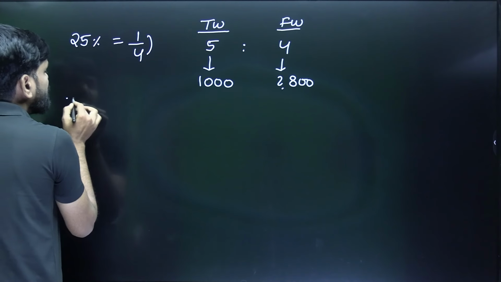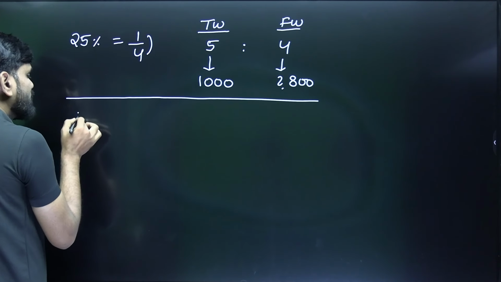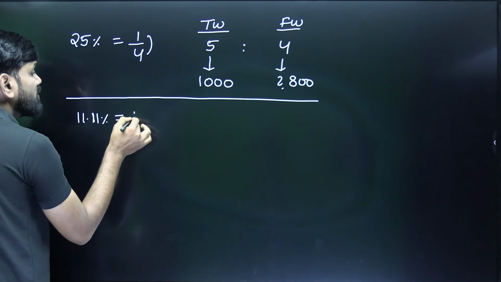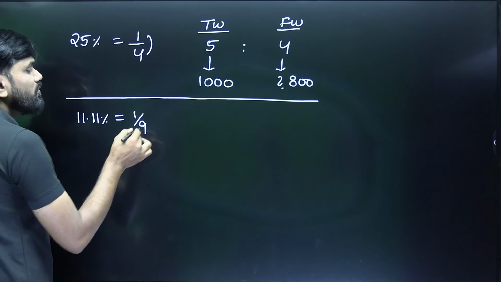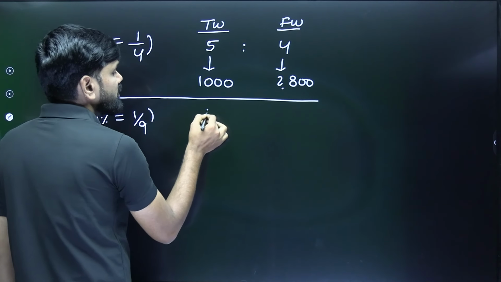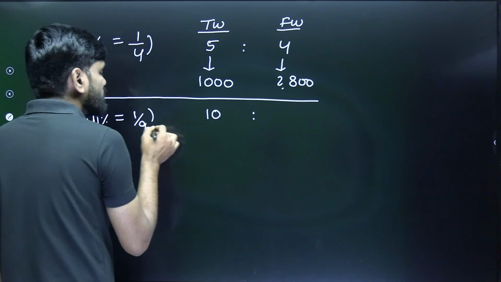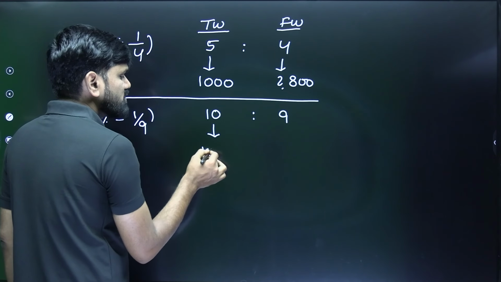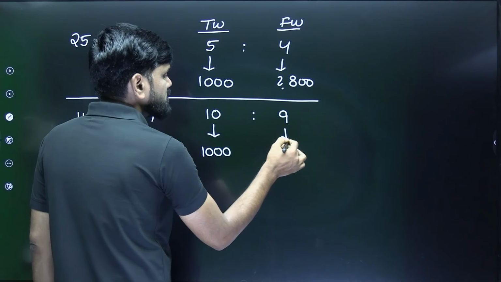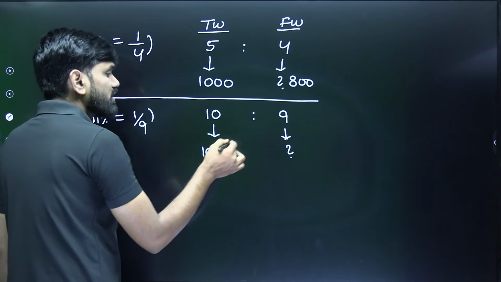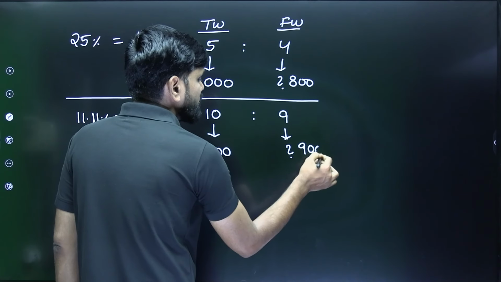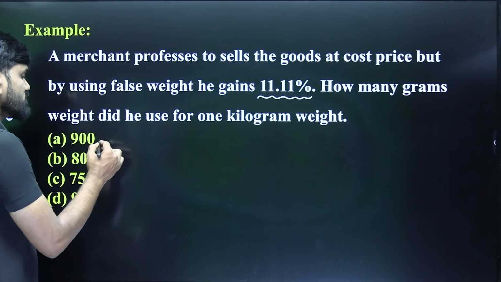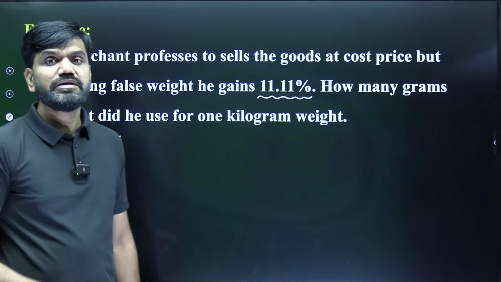In the same manner, if there is a gain of 11.11%, 11.11% is nothing but the fraction 1 by 9. The true weight must be linked to the total, which is 10, and the false weight should be linked to the denominator, that is 9. So the original weight is 1000 grams only. If 10 parts correspond to 1000, 9 parts must correspond to what? 100 times 9. Hence he has to use how many grams for a 1 kilogram weight? 900 grams. Hence your answer has to be 900 grams. That should be option A.